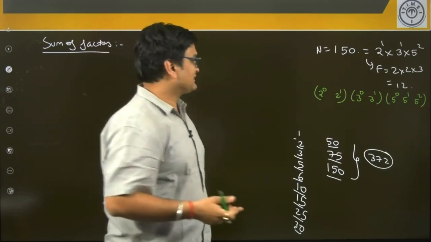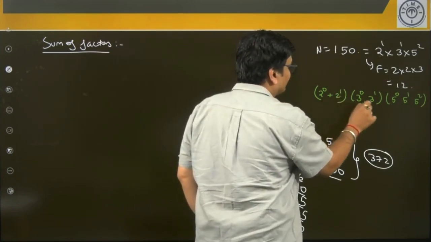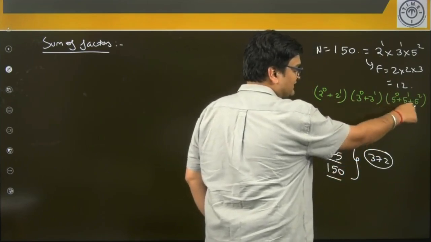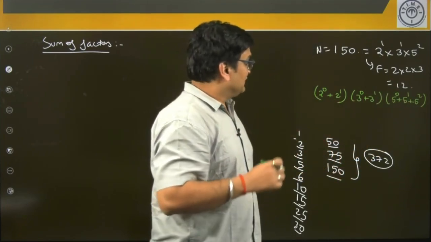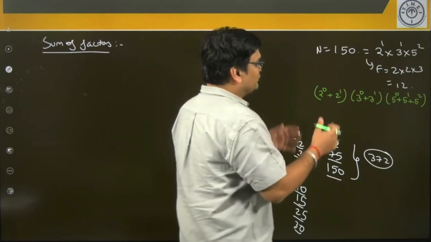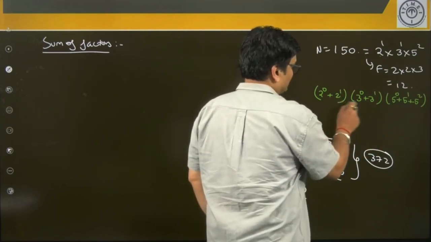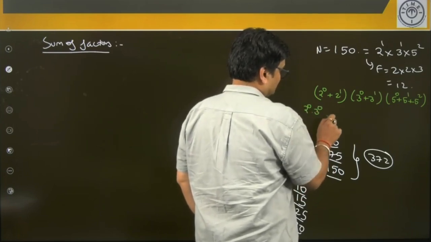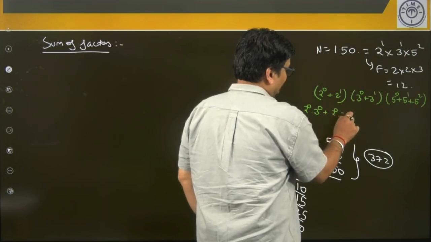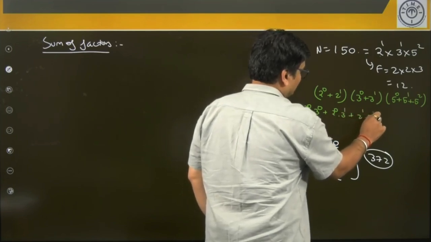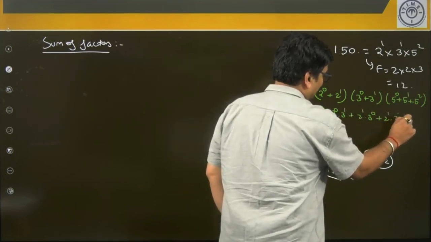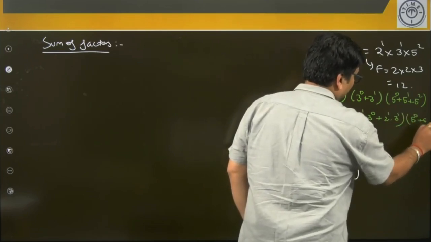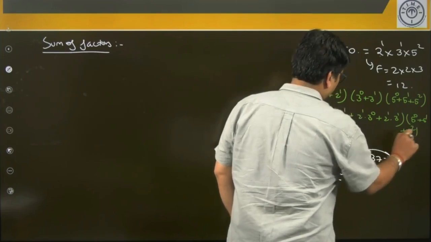Please notice what happens when I add up these possibilities. Possibilities for 2, possibilities for 3, possibilities for 5, when I add them up. Now please note what happens further when I open up the brackets. So when I open this up, 2 power 0 into 3 power 0, 2 power 0 into 3 power 1, 2 power 1 into 3 power 0, 2 power 1 into 3 power 1, right? Into further 5 power 0, 5 power 1, 5 power 2, okay?